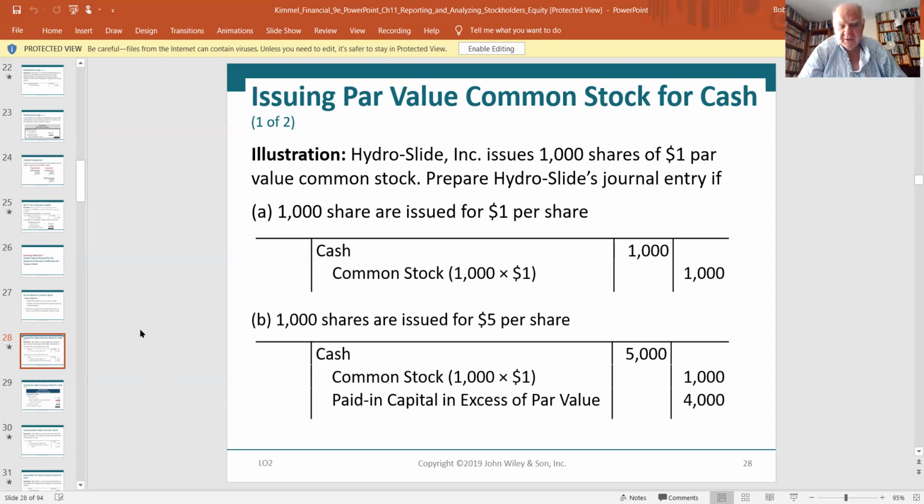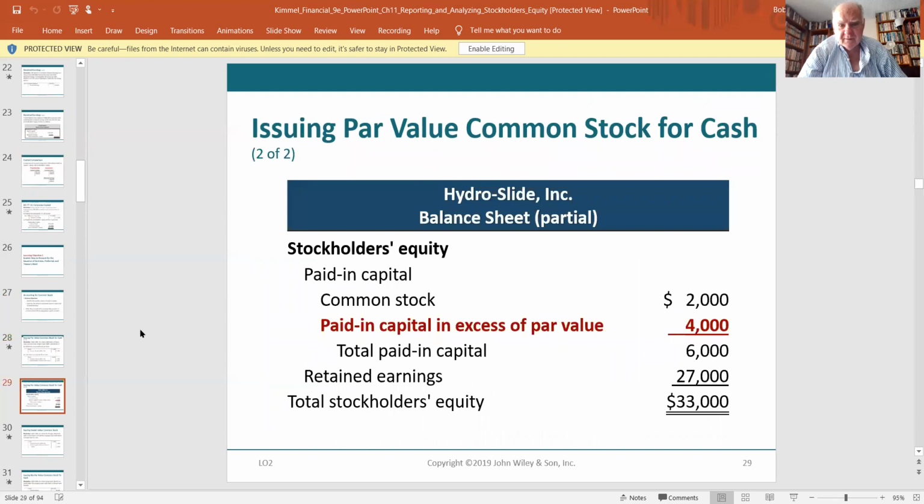Again, common stock and paid-in capital are both equity accounts. And this is exactly how it would look on your financial statement. You'd have common stock plus paid-in capital, gives you the total. They're calling it total paid-in capital. I'm not sure I like that. And then the retained earnings, $33,000.